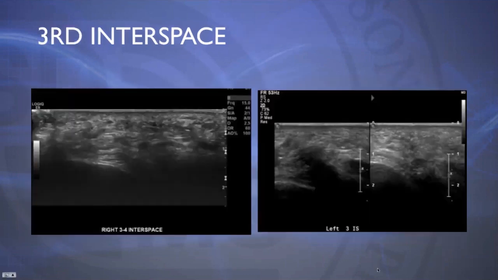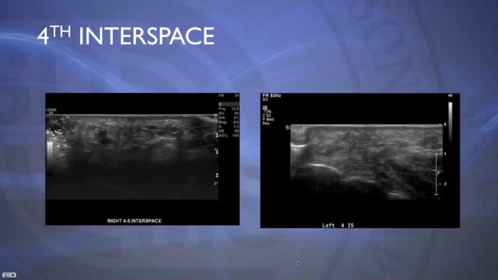The third interspace, this is showing it here. This is a nice, normal, relatively clean interspace, as opposed to this one where we can see there's a very large kind of hypo to anechoic area. We do a lot of compression. We're able to squeeze all of that out, and so that's going to be bursitis. Then the fourth to the fifth, usually this is also a pretty clean interspace, nothing going on in either of these images.